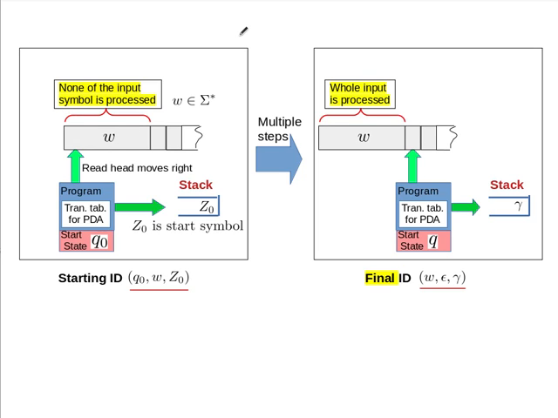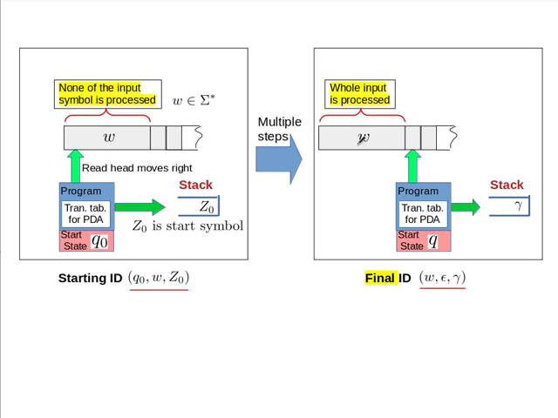So this is the initial ID, right? Your head is at the leftmost position, so that means whatever input string is given, the entire input string is remaining. The remaining part is W, which is your given input string, and the start state is Q0, the start stack symbol is Z0, and at each time step the head moves right.